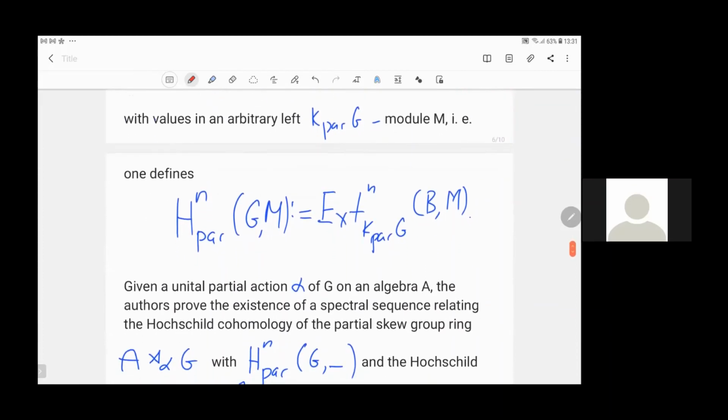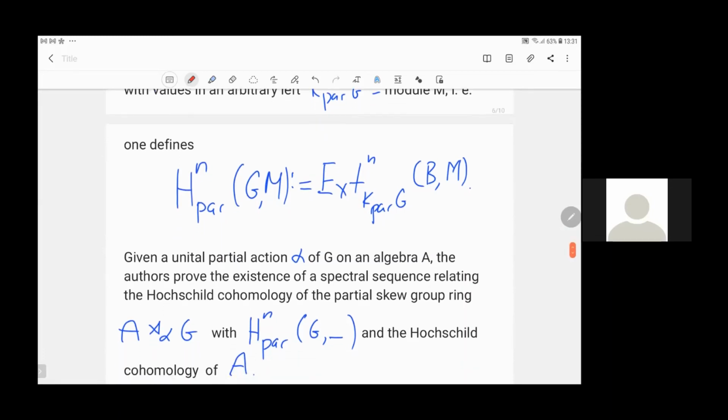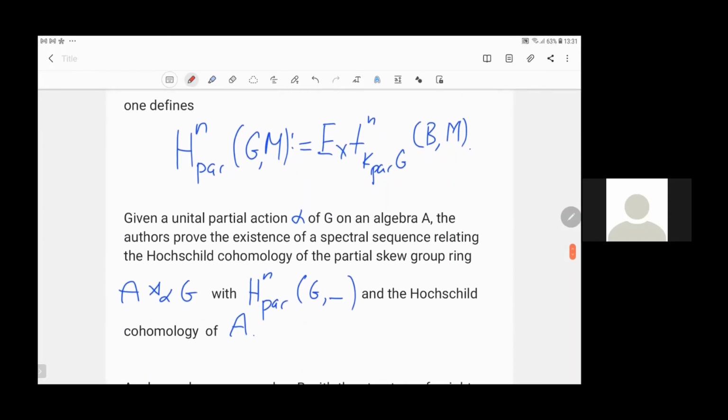Now, in that paper by Edson Alvarez, Marcelo Alves, and Maria Julia Redondo, they study this cohomology. In particular, they study the Hochschild cohomology of the partial skew group algebra. I'm not giving the definition of a partial skew group algebra because of lack of time, and I don't really need it, but I just mention that, given a partial action of a group on an algebra, I can define the partial skew group algebra. They prove the existence of a spectral sequence relating the Hochschild cohomology of the partial skew group ring with partial group cohomology and the Hochschild cohomology of A.